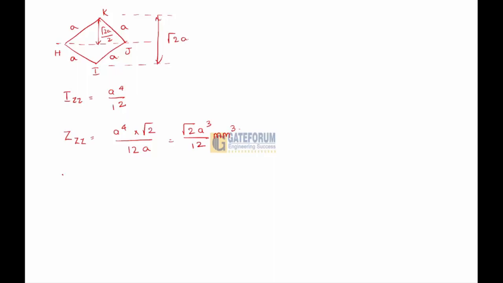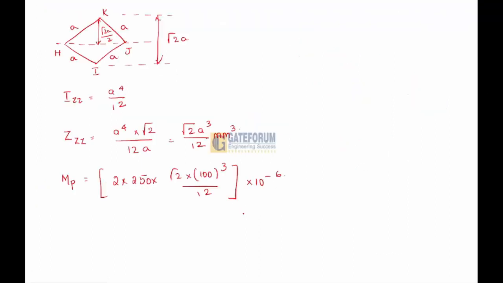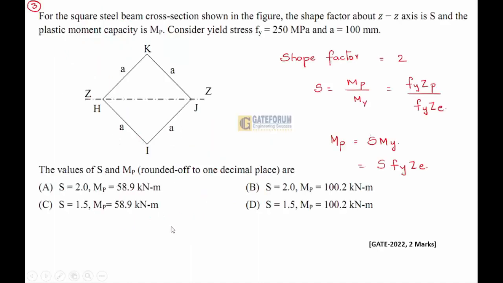and moment capacity is 2 into 250 into root 2 into A, which is 100 cube by 12, and convert them into meter, 10 power minus 6, because he has given A as 100 and Fy is 250, so obviously I'm converting it into meters. On converting it, I'm getting the answer of 58.93 kilonewton meter.